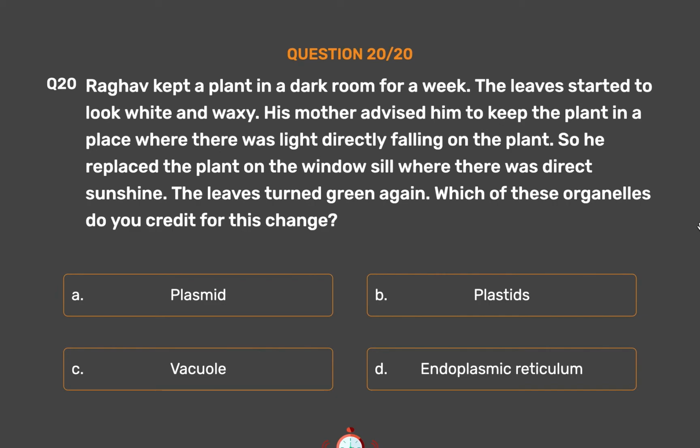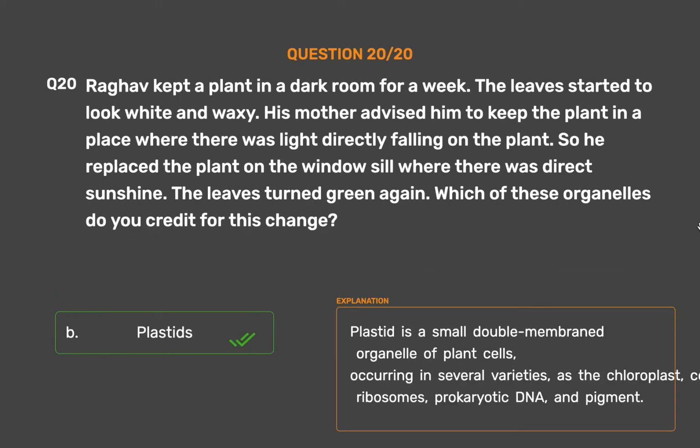The correct answer is option B, plastids. Plastid is a small double-membraned organelle of plant cells, occurring in several varieties, such as the chloroplast, containing ribosomes, prokaryotic DNA, and pigment.